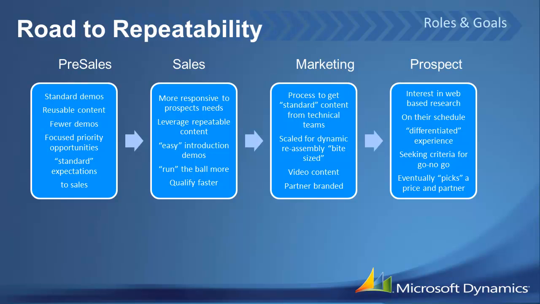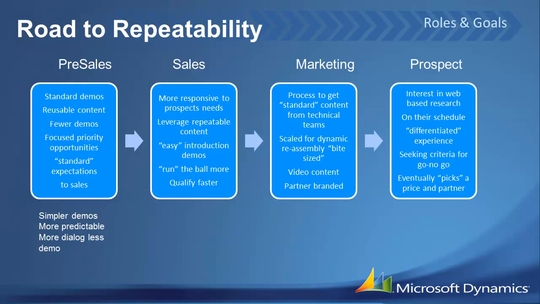When we go and buy things on the web, we buy from that experience, what the reviews are, what the evidence is. They're really seeking criteria for a go, no-go for a Microsoft Dynamics solution and a partner, and they eventually will pick a partner because that's how we sell through. If you have a good experience on the website, they'll be more inclined to call you, and if you make their selection process more informative and easier, then you'll rise above the rest.